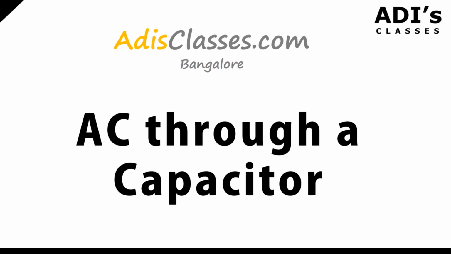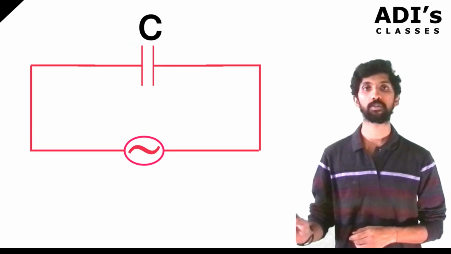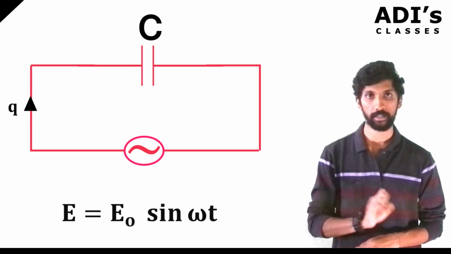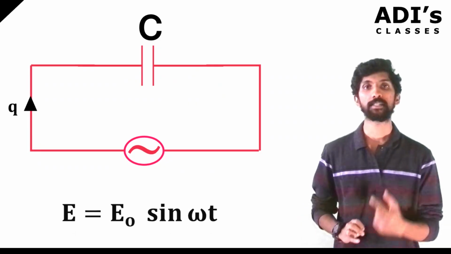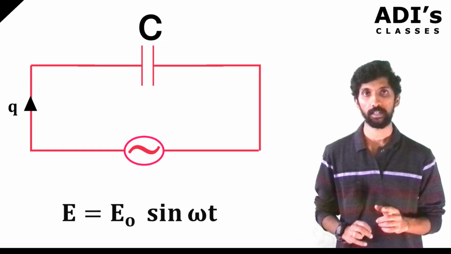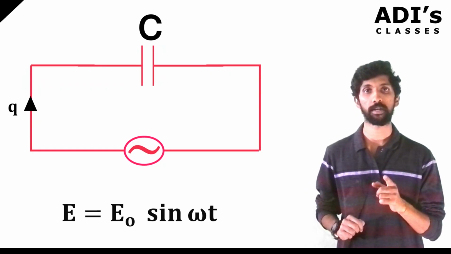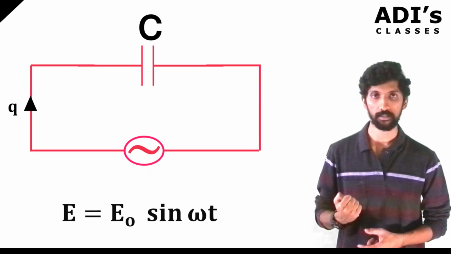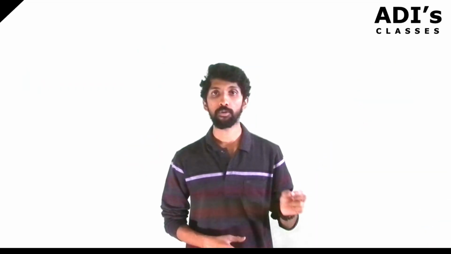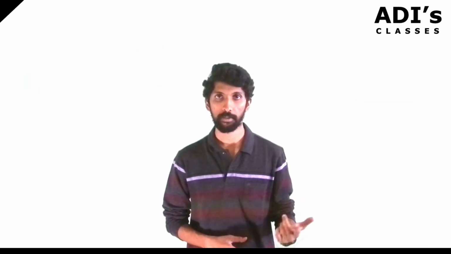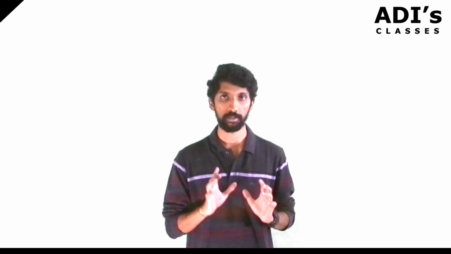Consider a pure capacitor. It is connected to some source E = E₀ sin ωt. Now the capacitor has to charge, correct? So let's say a charge of Q coulombs passes through the capacitor, meaning it charges the capacitor. Now if Q coulombs is charging the capacitor, some time t has to elapse, correct?